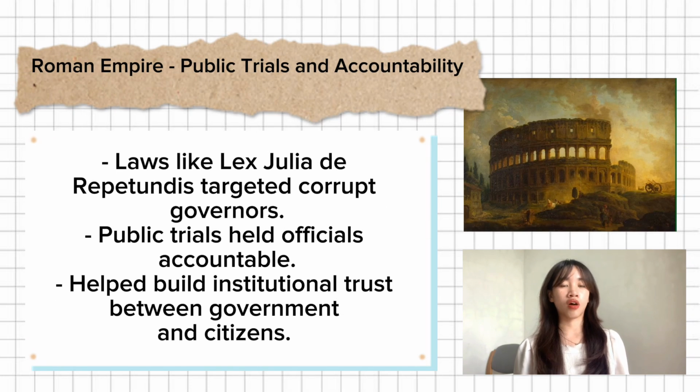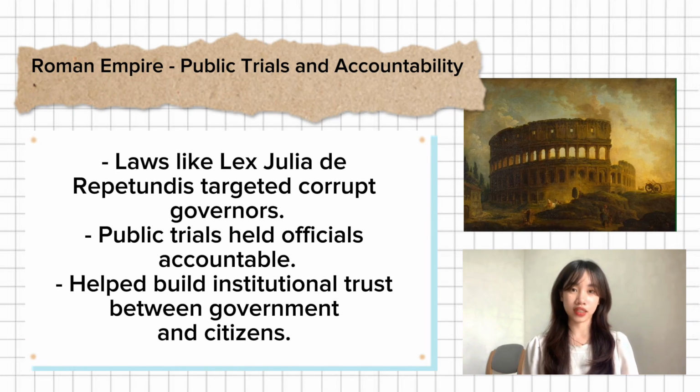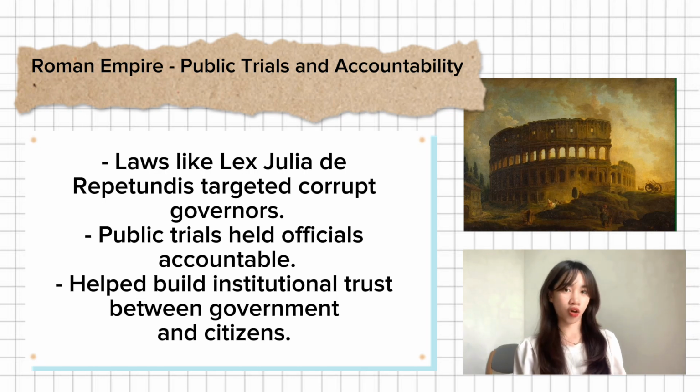The Roman Empire also recognized the dangers of corruption. They introduced laws like the Lex Julia de Repetundis, which punished governors who exploited their powers in the provinces. Public trials were used to hold officials accountable, and this helped build trust between the government and its own citizens.